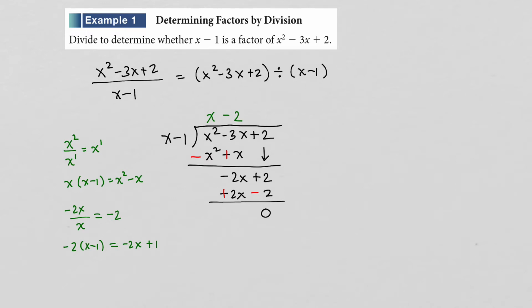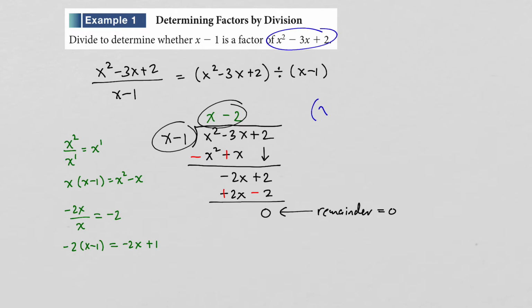So what does that mean? Well, the remainder equals 0. If the remainder is 0, it means that both of these are factors of the original polynomial, this thing. So what it means is x squared minus 3x plus 2 is equal to x minus 1 times x minus 2.